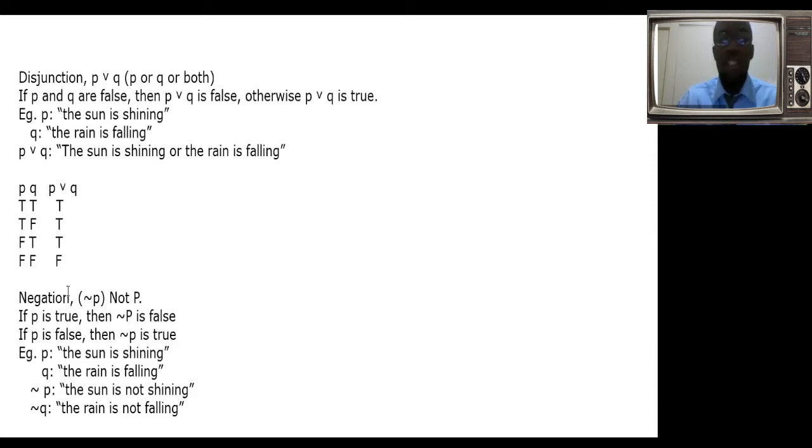So if P represents the sun is shining, then not P is the sun is not shining, right? If Q represents the rain is falling, then not Q is the rain is not falling. All right, so let's look at the truth table for this right here. The truth table for the negation would be, we have P, then we have Q, then we would have not P, and then we would have not Q.